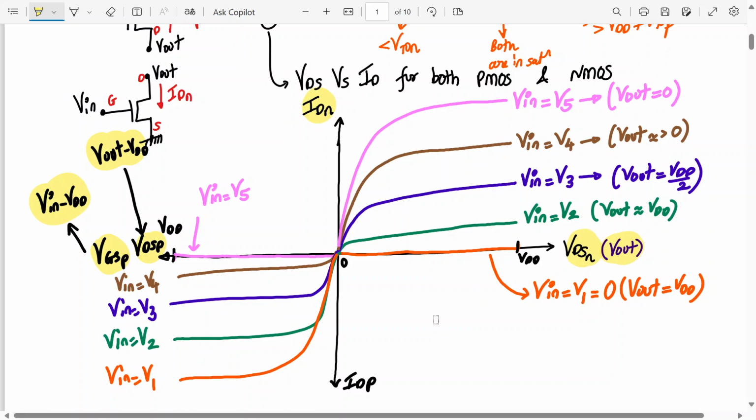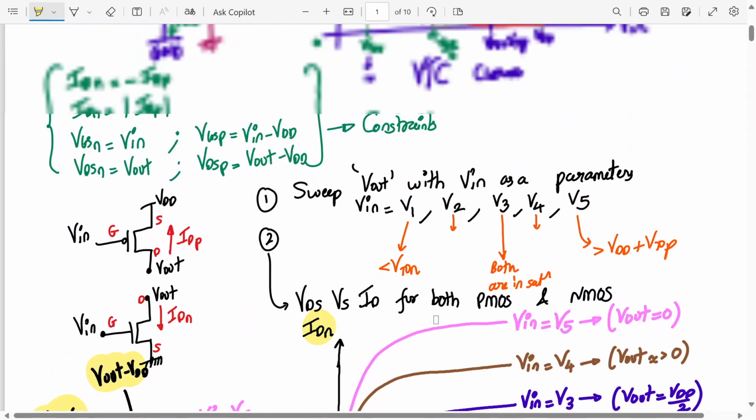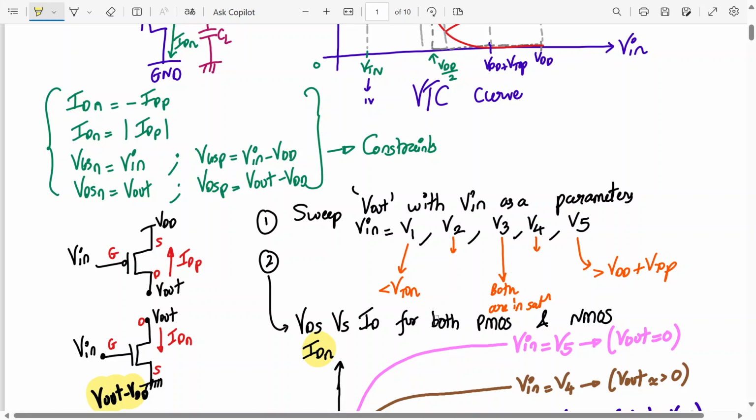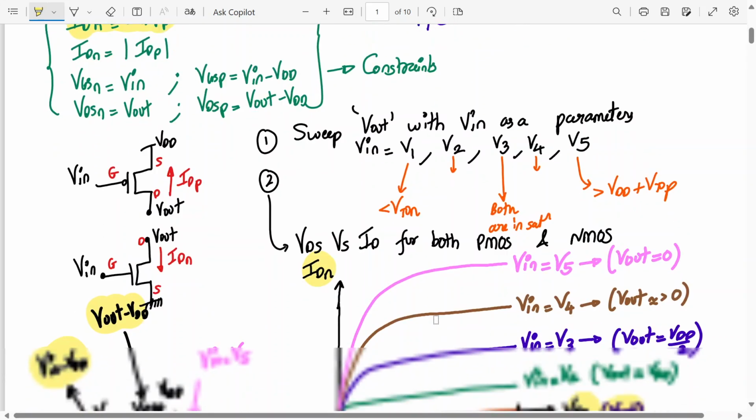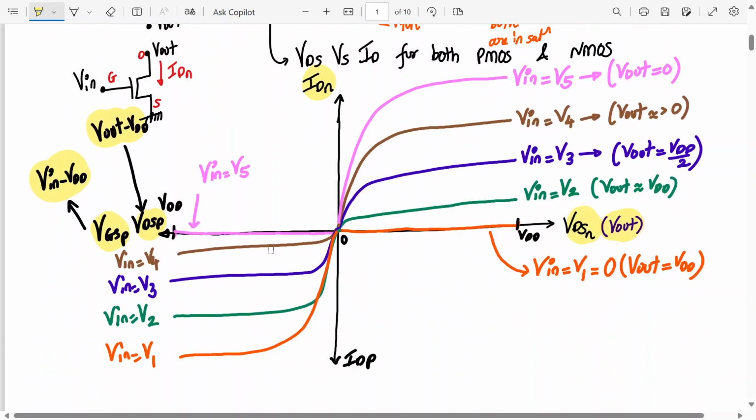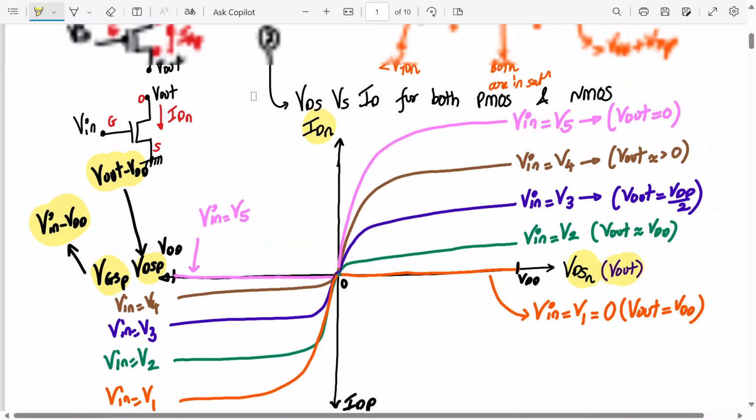If you want to relate it here, where V in is equal to V5, what is my V out? Equal to 0. So here this is VDD, and that's why the graph is looking like this. This is for the PMOS curve characteristics. Now what I have to do is equate IDSN equal to minus IDP. So whatever I've drawn over here, I'll mirror image it on this side, on the left hand side, in the fourth quadrant.